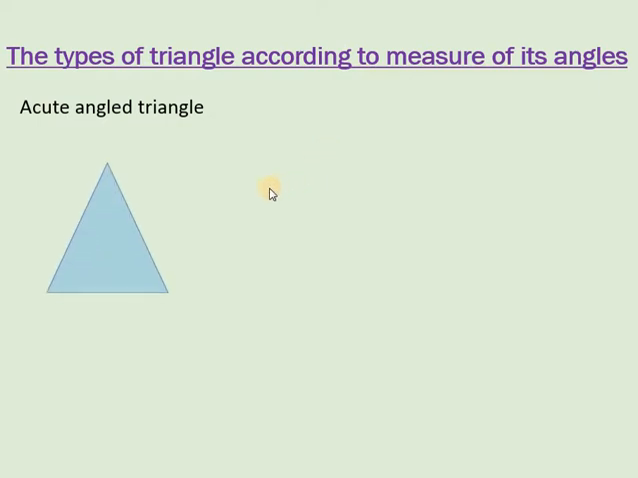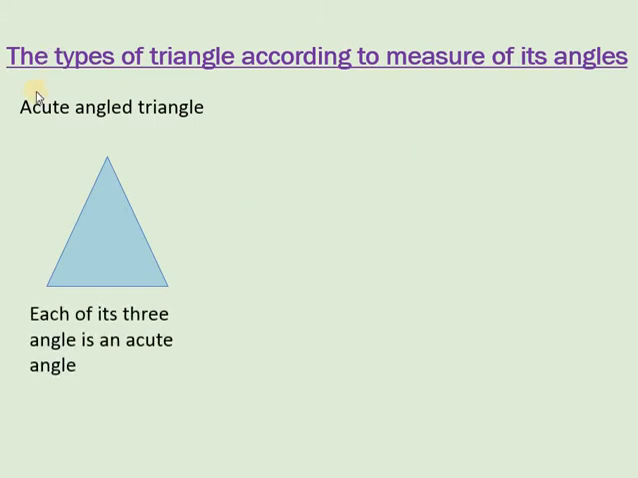Okay, the types of triangles according to the measure of its angles. I have three types of angles, so I have three types of triangle according to its angles. The first one is the acute angle triangle. As you can see here, this is an acute angle, and this is an acute angle, and this is an acute angle. The three are acute angles, so it's an acute angle triangle.